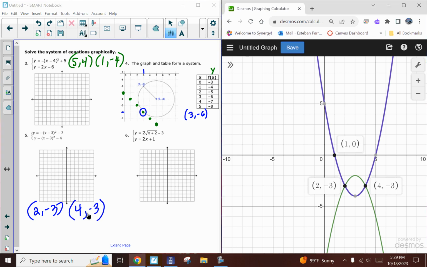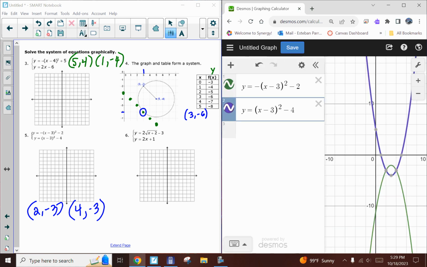Remember, Desmos is going to put these dots all over the place on the x-axis and the y-axis, but those two, they're not the answers. They're only where the purple line crosses the green line, or curves, I should say. Okay, next one.